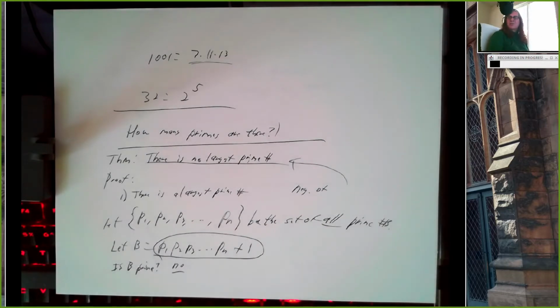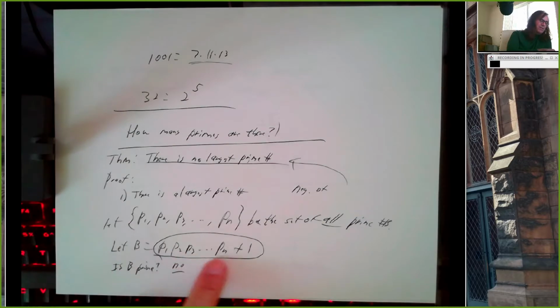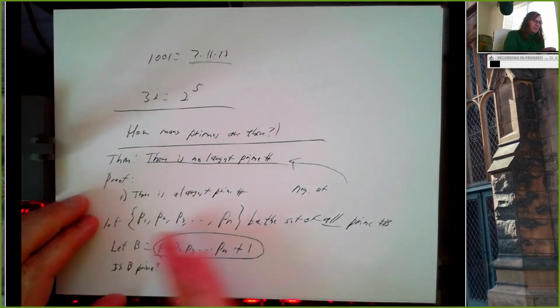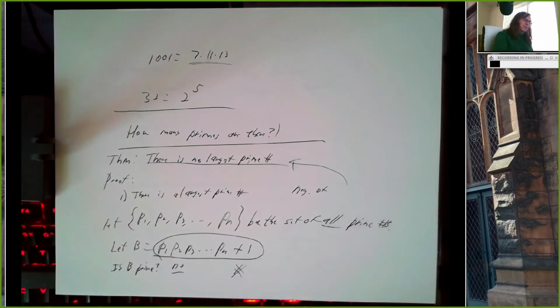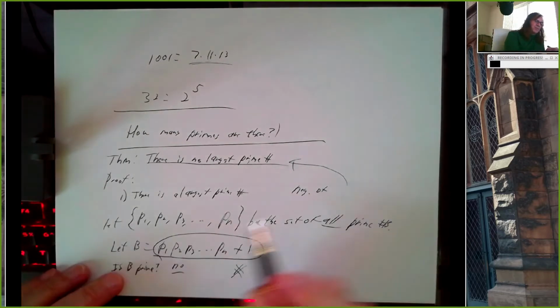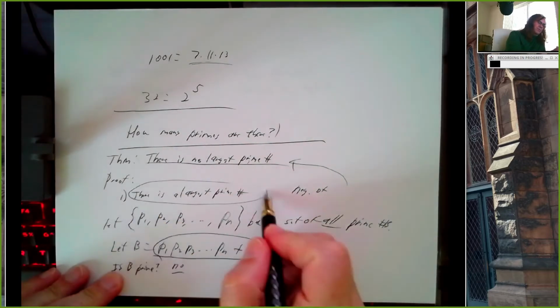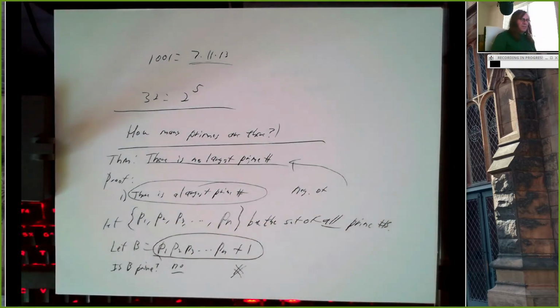And so there's a contradiction right there. Right? This big number can't be divisible by any prime, which means it must itself be prime. But it can't be prime because it's bigger than all of the primes in this set of all primes. So you quickly hit a contradiction, and your only conclusion is that this statement must be false. And so there is no largest prime number.